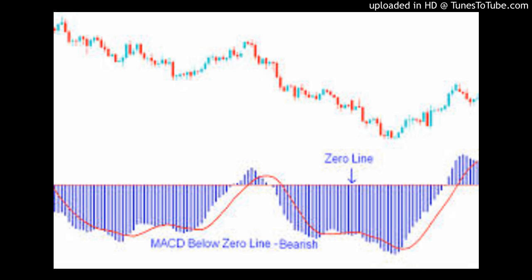So price makes a new high at number 1. It finds resistance there, which is temporary. It retraces part of the way to number 2.